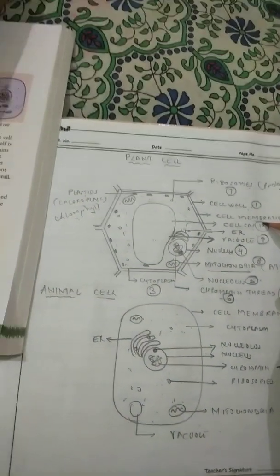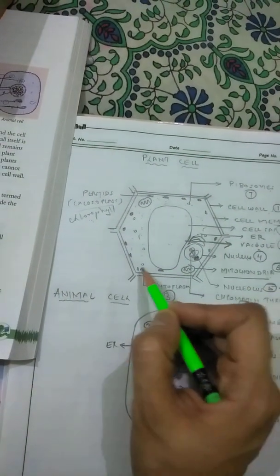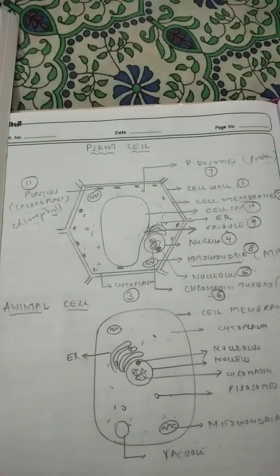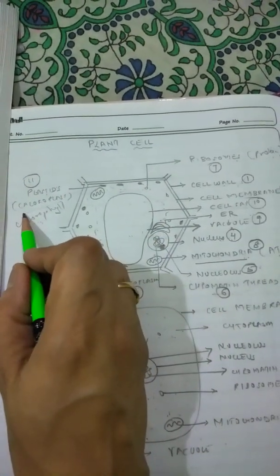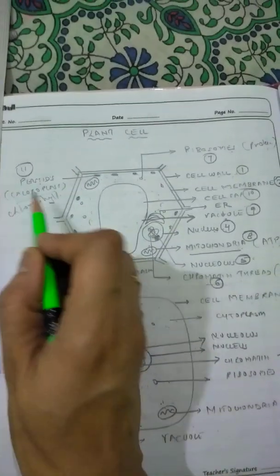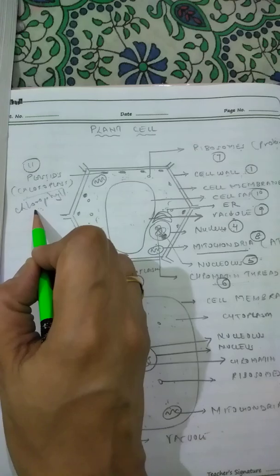Fine. Now, these dotted structures you all can see are distributed in the whole cell. This dotted structure is called as plastid. Fine. These plastids that are present in plant cell are called as chloroplast. Chloroplast contains a green pigment that is called as chlorophyll.